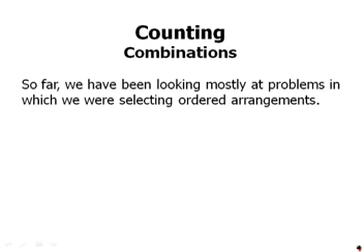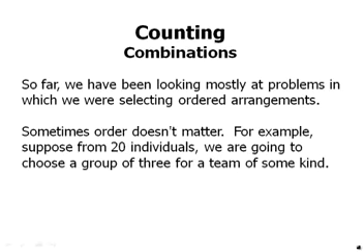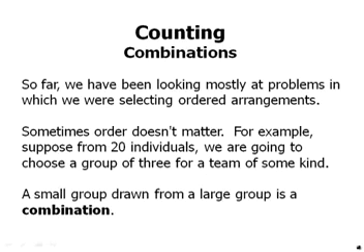Combinations. This is a fun topic. So far, we have been looking mostly at problems in which we are selecting ordered arrangements. Sometimes order doesn't matter. For example, suppose from a group of 20 individuals we're going to choose a group of 3 for a team of some kind. A small group drawn from a large group is a combination. And in combinations, we don't care about the order of selection. All we care about is the final arrangement that we get.